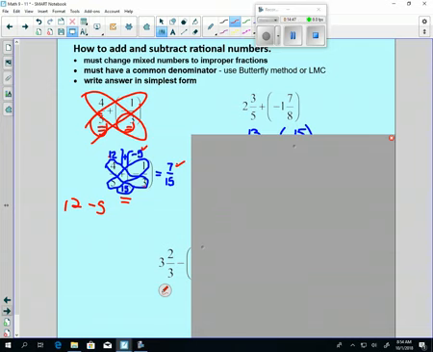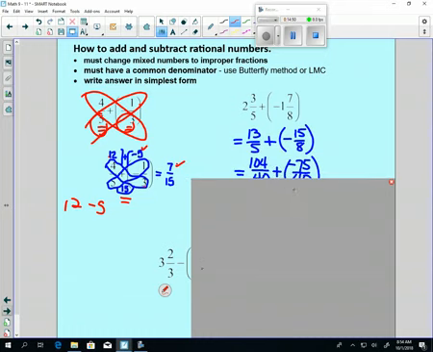Here we have a mixed fraction, so the first thing we have to do is change this 2 3/5 to an improper fraction. So 5 times 2 is 10, plus 3 is 13. So it's going to be 13 over 5. And here we have minus 1 and 7/8. So 8 times 1 is 8, plus 7 is 15, so minus 15 over 8.